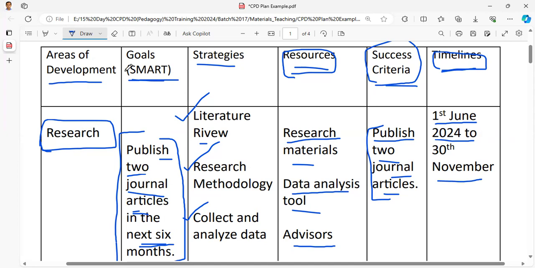So this is a CPD plan. You also can follow this example to develop your own CPD plan.